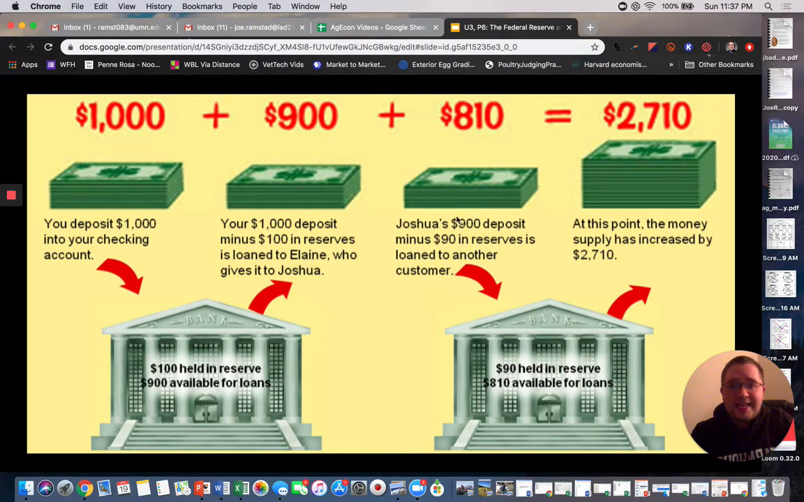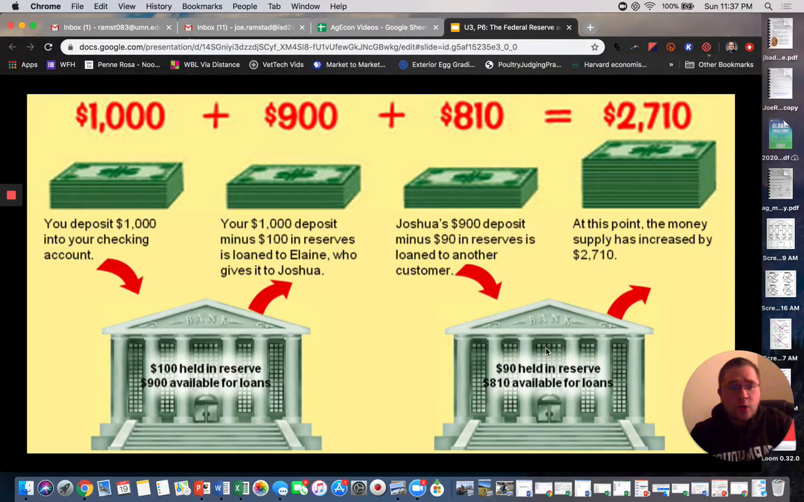Joshua is then going to take that $900 and put it in his bank. And then of that $900, 10% is going to be kept in reserves, as we saw from previous. So $90 is going to be held back in the vault in that bank, and the other $810 is going to be sent back out to the economy to another customer. So let's say Joe goes in. Joe is going to get that $810 that Joshua had originally given him with that $900.